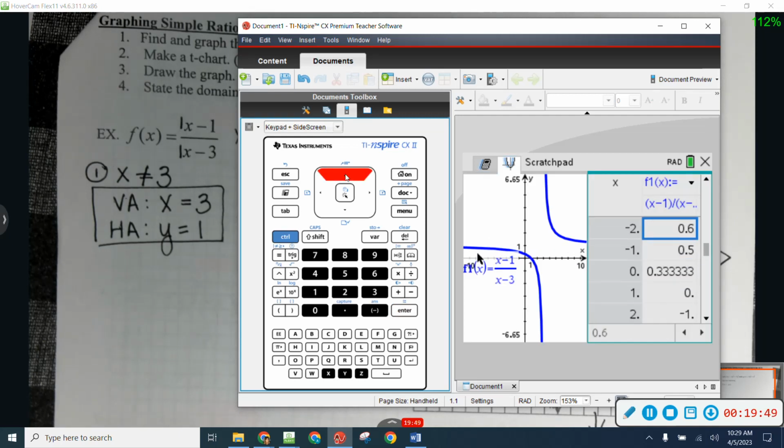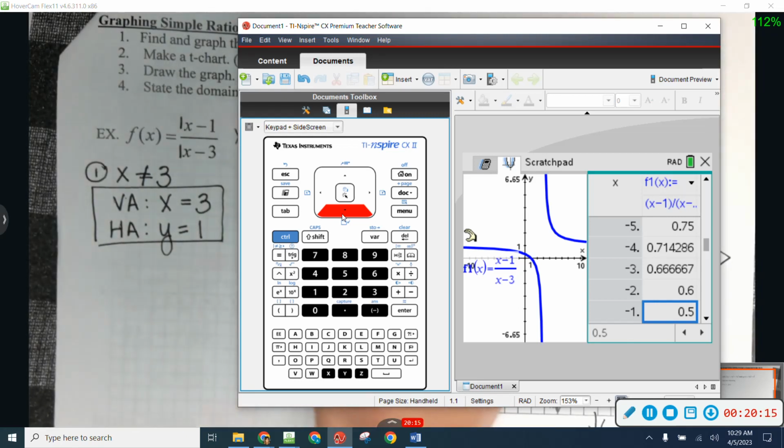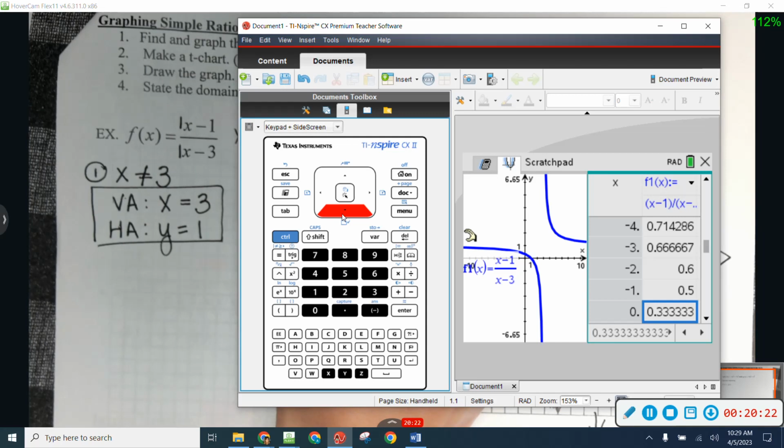So, if you notice, the more negative I get, the bigger my decimals are, right? So all they're doing is getting closer and closer to this y equals 1. You don't have to include every single thing, all right? So I say you can include -1, 0.5. You can do your 0, 0.3.